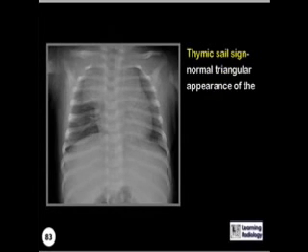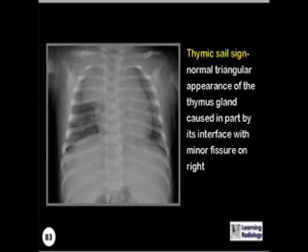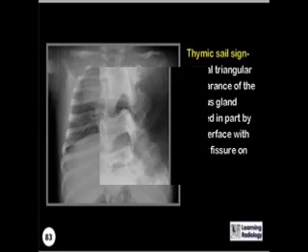This is the thymic sail sign, which is the normal triangular appearance of the thymus gland caused in part by its interface with the minor fissure on the right side. What is this called?